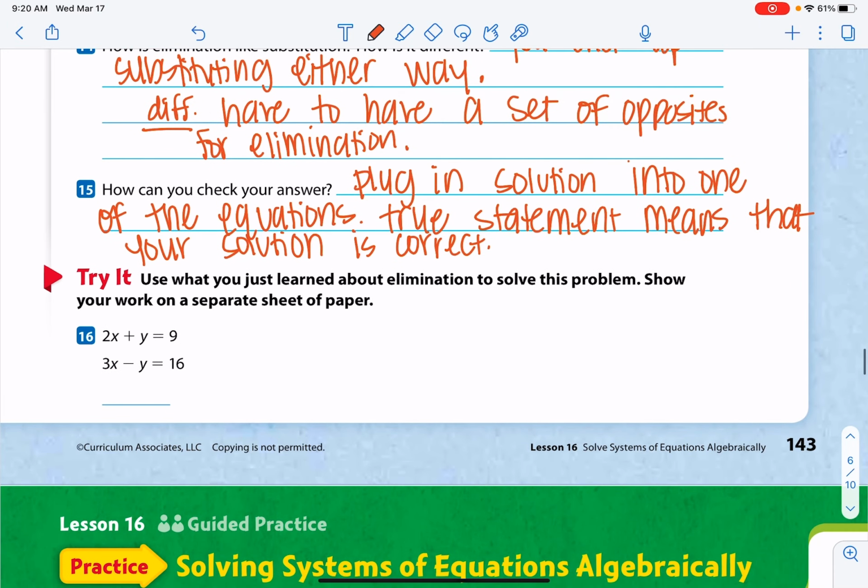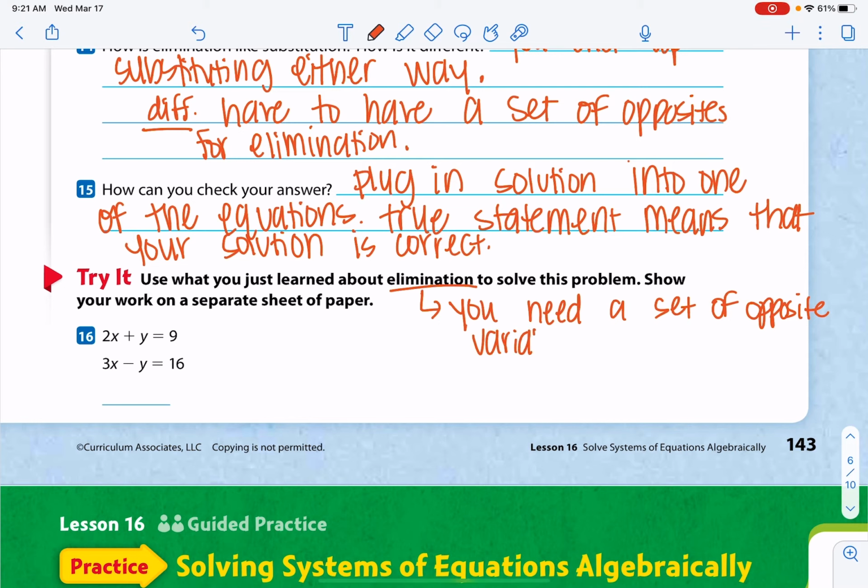All right, and then we just move on to the triad for today. So again, today's lesson, day 3, it focused on elimination. So remember, for elimination, you need a set of opposites, or you need to create a set of opposites. So I'll underline that. For elimination, you need a set of opposite variable terms for this to work.